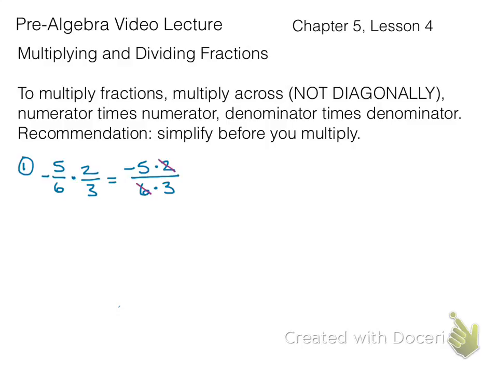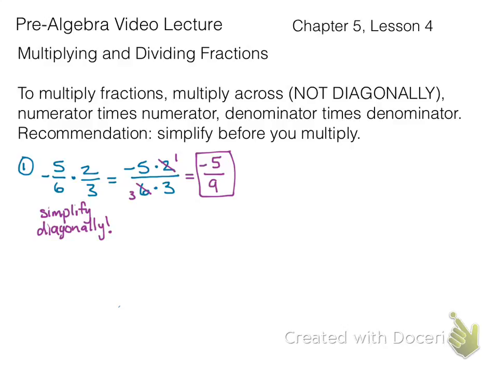All right, so I'm going to simplify before I multiply for this particular problem. 2 goes into itself once, and 2 goes into 6 3 times. Now I'm ready to multiply the tops and the bottoms. Negative 5 times 1 is negative 5. 3 times 3 is 9. So I end up with negative 5/9.